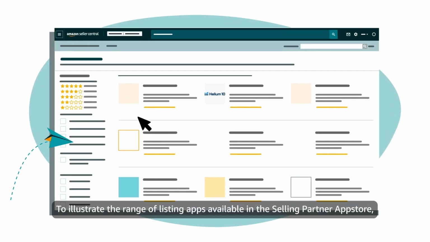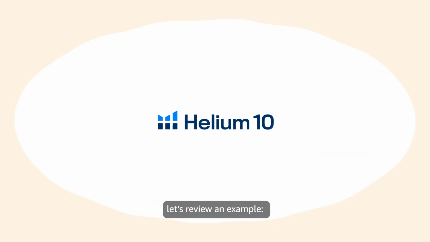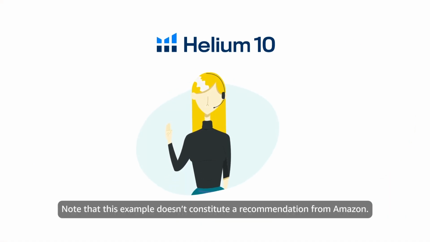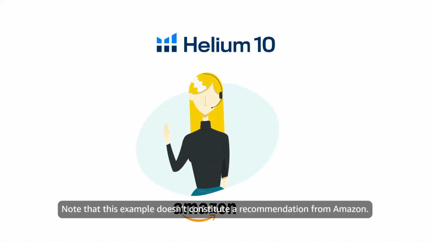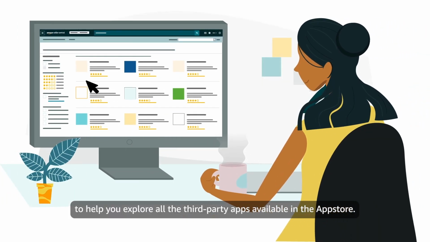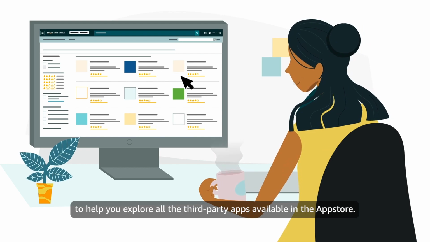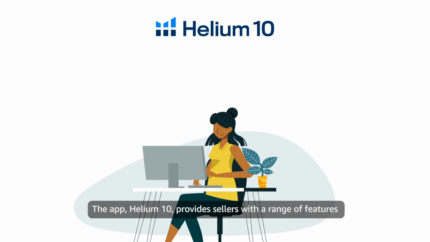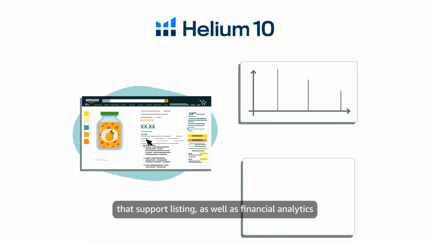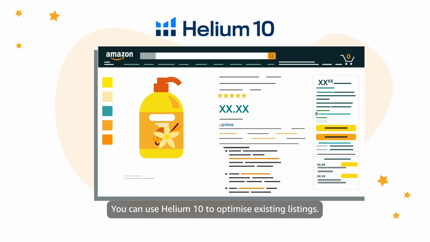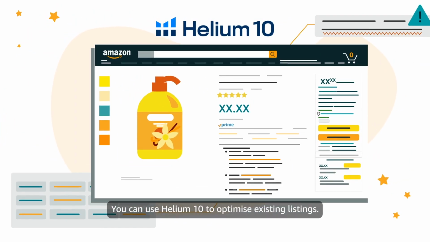To illustrate the range of listing apps available in the Selling Partner App Store, let's review an example. Helium 10. Note that this example doesn't constitute a recommendation from Amazon. It is offered here as information to help you explore all the third-party apps available in the App Store. The app, Helium 10, provides sellers with a range of features that support listing, as well as financial analytics and inventory management. You can use Helium 10 to optimize existing listings.